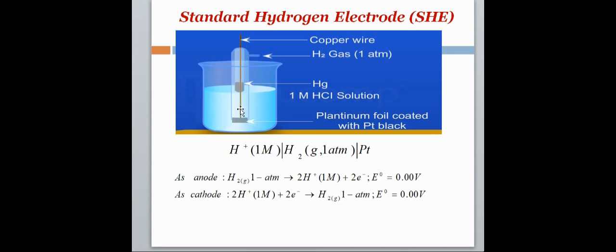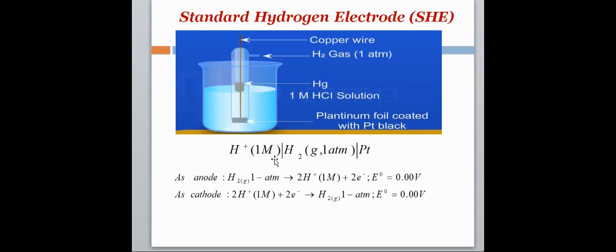There is a copper wire, and there is a glass jacket, a glass tube. In that you'll find one copper wire. Right at the bottom there is a platinum foil. The spelling of platinum is incorrect here; it should be PLATINUM, so this N is by mistake. There is mercury here. This entire solution is HCl solution, and there is an outlet for hydrogen gas. So the copper wire, at the end there is a platinum foil coated with platinum black, and there is mercury here. So this is the entire arrangement of a standard hydrogen electrode.